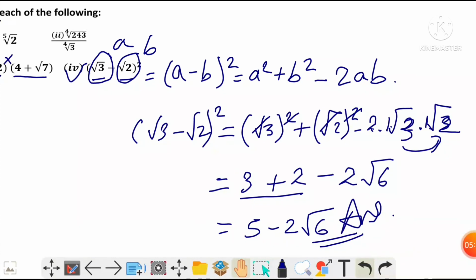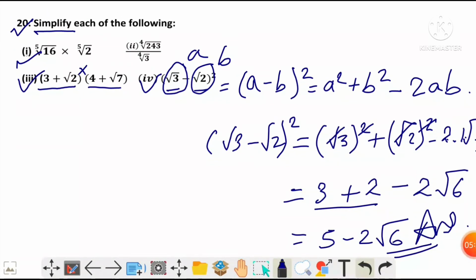In the next video, we are going to solve the questions from exercise 1C of this chapter.